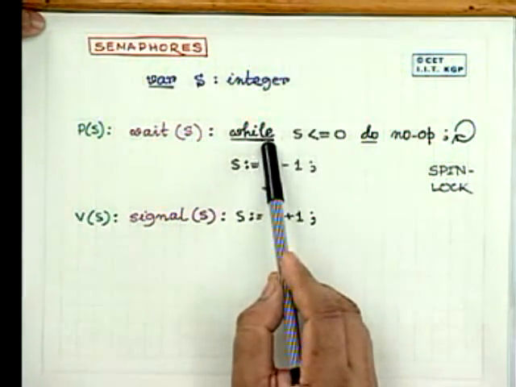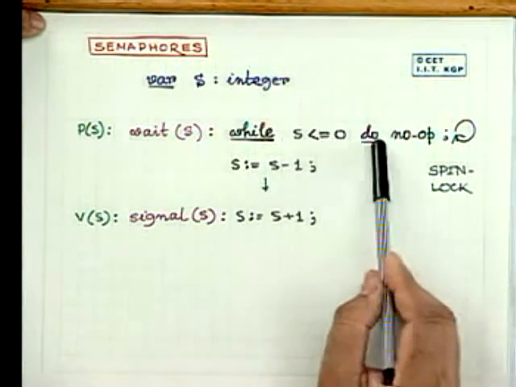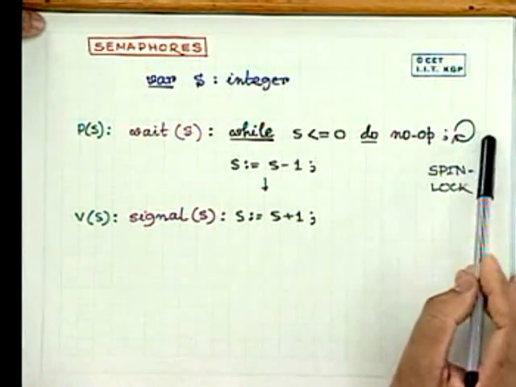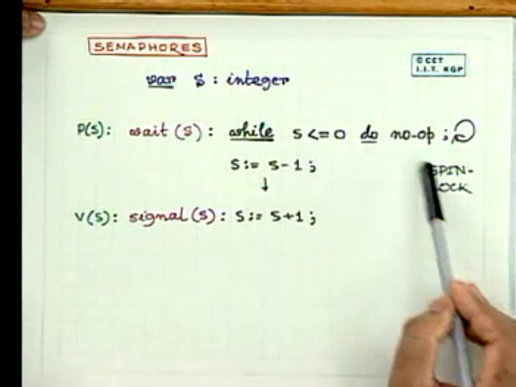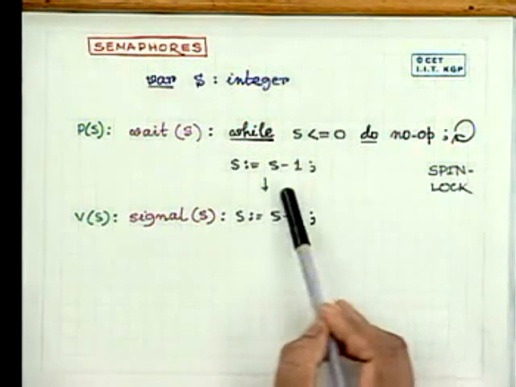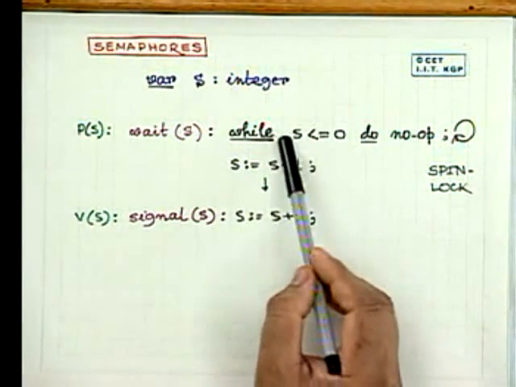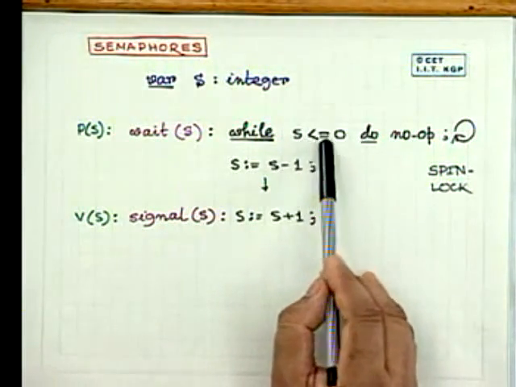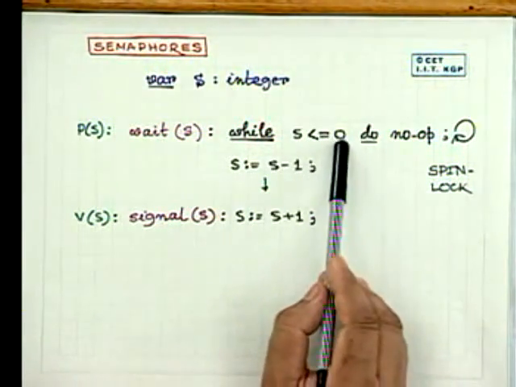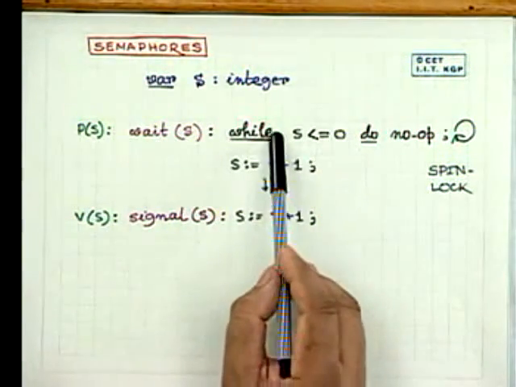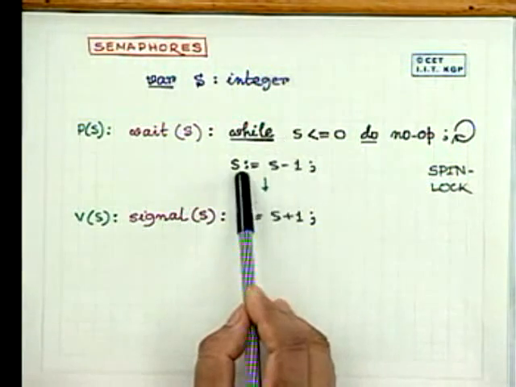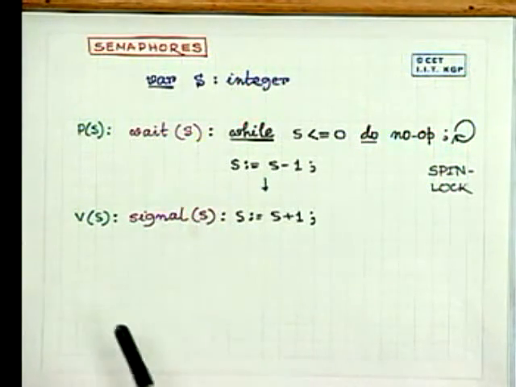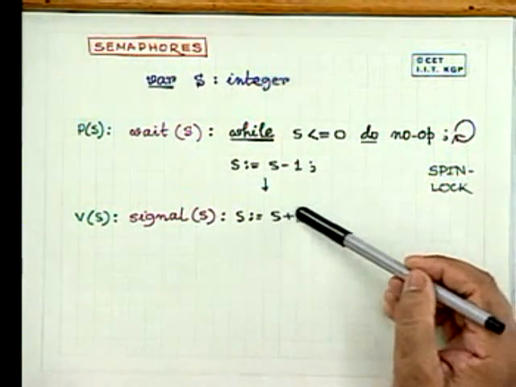Wait is defined as: while S is less than or equal to 0, do no operation. That means the process busy waits here, and therefore it is sometimes called a spin lock. If S is greater than 0, only then does it come out of this wait loop, and then S is decremented, and the process can go ahead. In the case of signal S, the value of S is incremented.